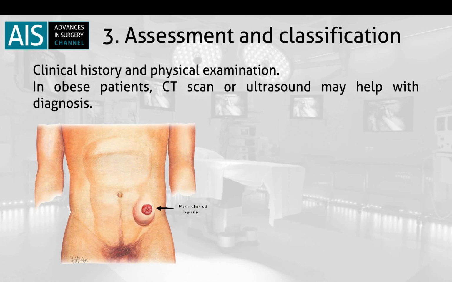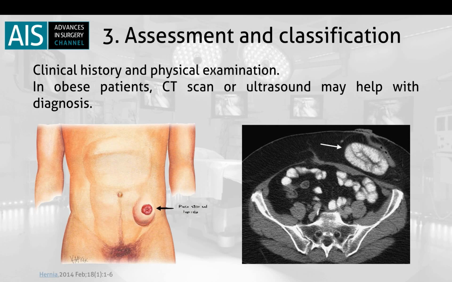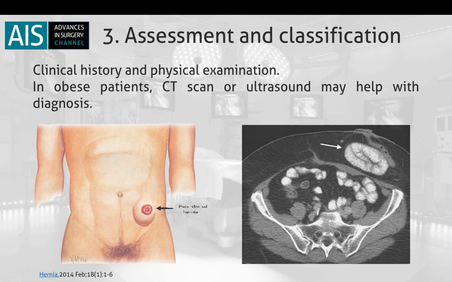In obese patients, the diagnosis of peristomal hernias by physical examination may be difficult. In these cases, when there is a complaint, a CT scan or ultrasound can be helpful for diagnosis. Moreover, these exams are helpful in evaluating the size of the hernia as well as its contents.